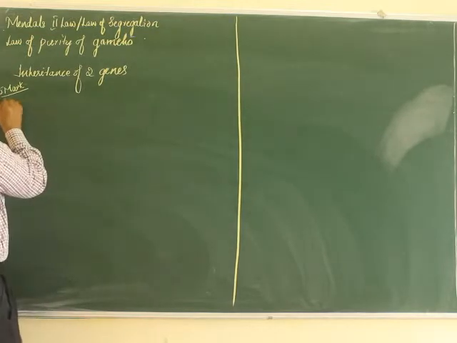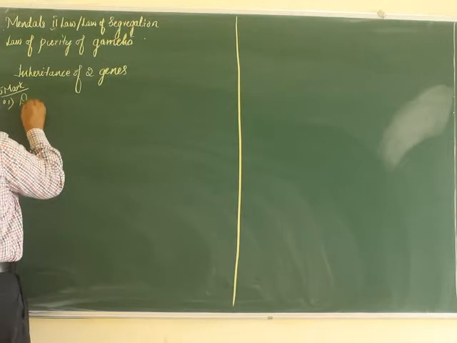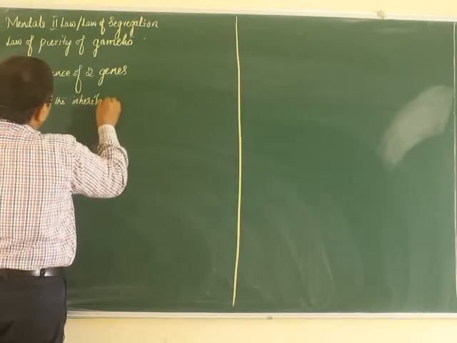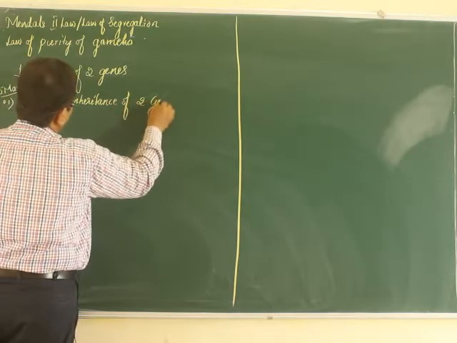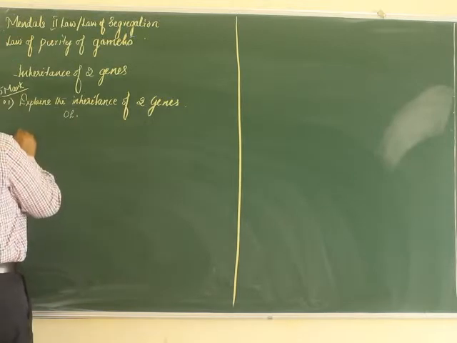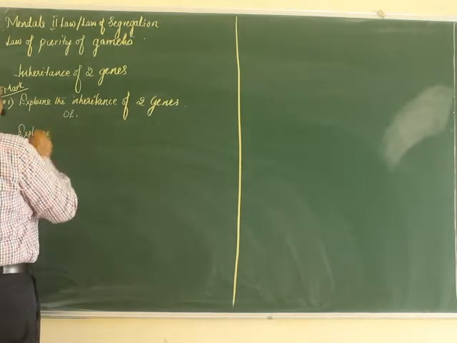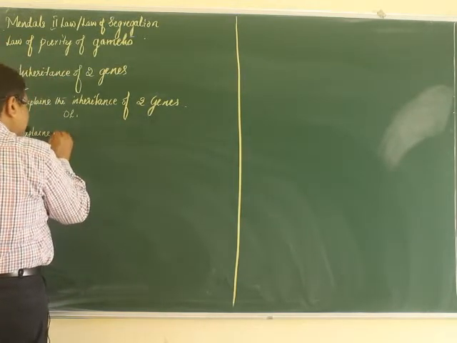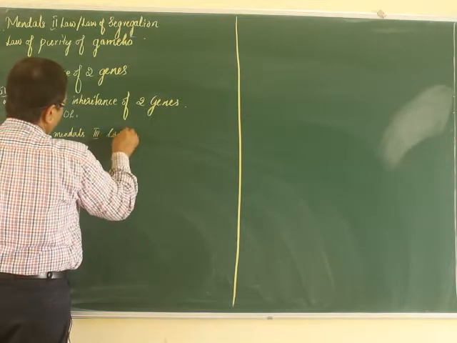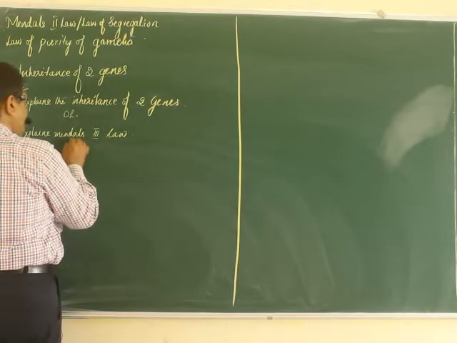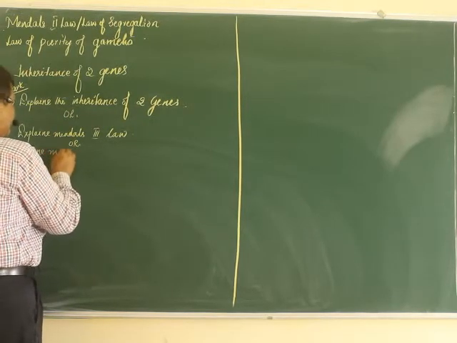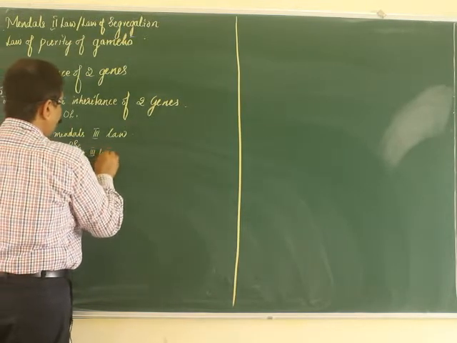How do they ask? The question will be like this: Explain the inheritance of two genes, or they may ask the same question like this: Explain Mendel's third law, or define Mendel's third law and explain.